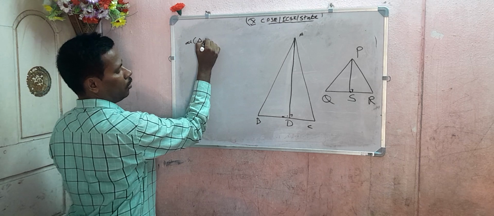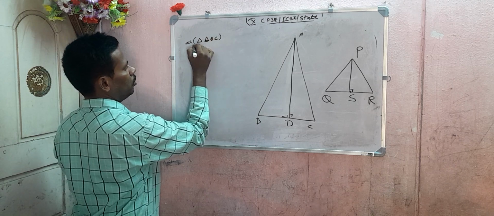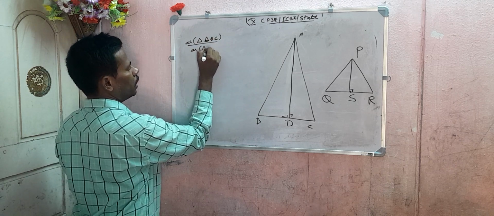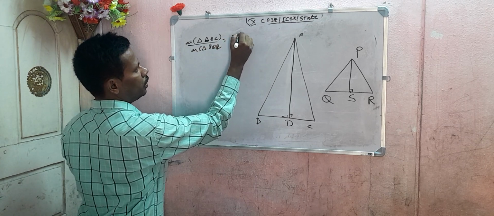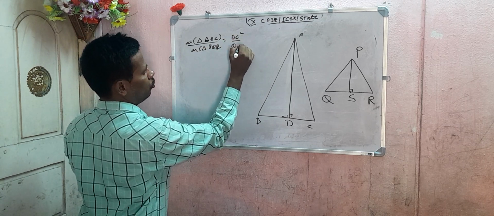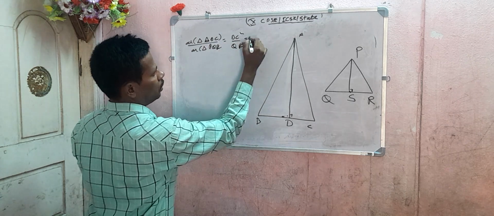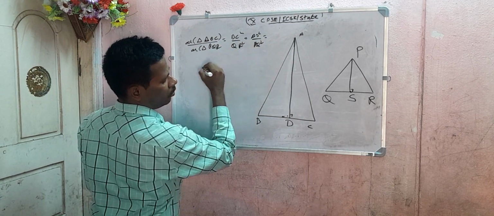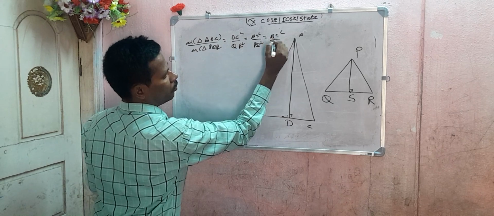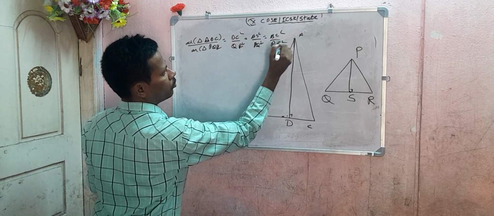Area of triangle ABC by area of triangle PQR is equal to BC square by QR square is equal to AB square by PQ square is equal to AC square by PR square.